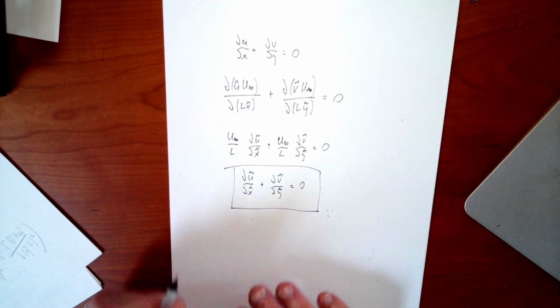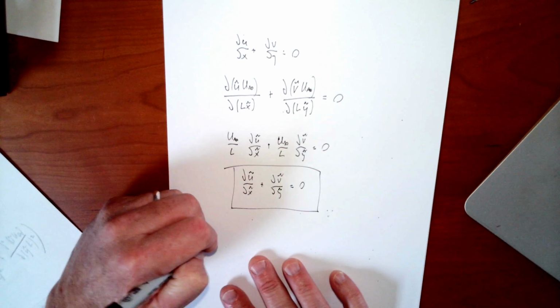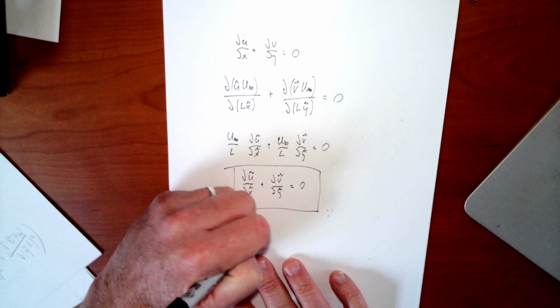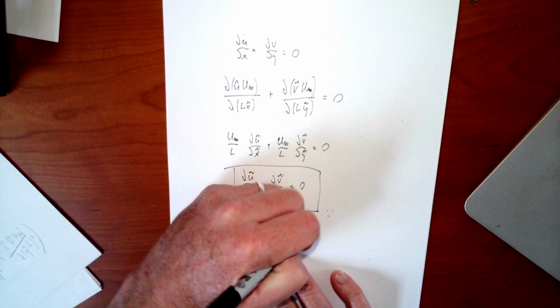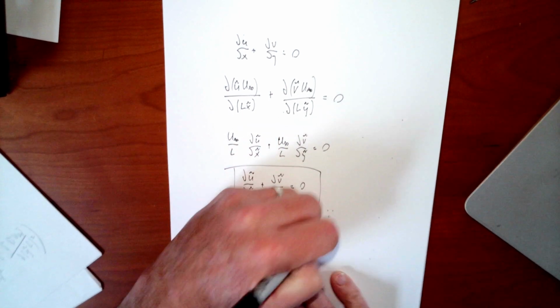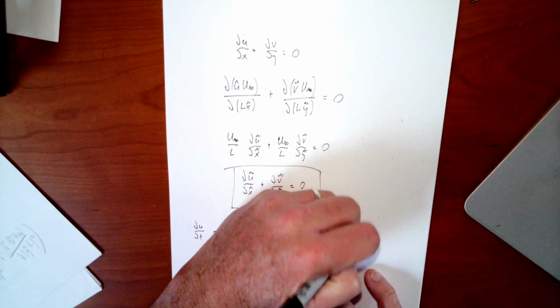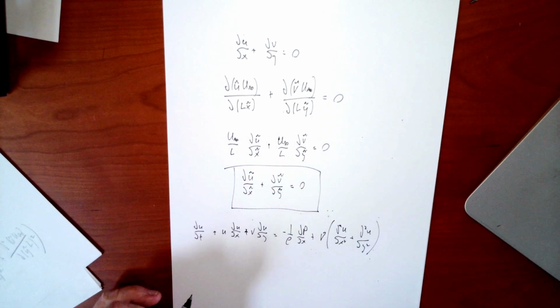So we'll go ahead and do the x momentum equation. du dt plus u du dx plus v du dy equals minus 1 over rho dp dx plus nu times d squared u dx squared plus d squared u dy squared. There's my x momentum equation, and I'm going to do the same thing.